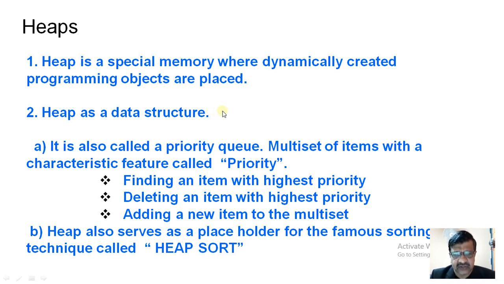Heap is a data structure, actually. Heap is also connoted as a data structure, a very useful data structure. It's also called a priority queue, and it is amenable for finding an item with highest priority, deleting an item with highest priority, and adding a new item to the multiset. Heap also serves as a placeholder for the famous sorting technique called heap sort, and that is the point in discussion as far as this tutorial is concerned.